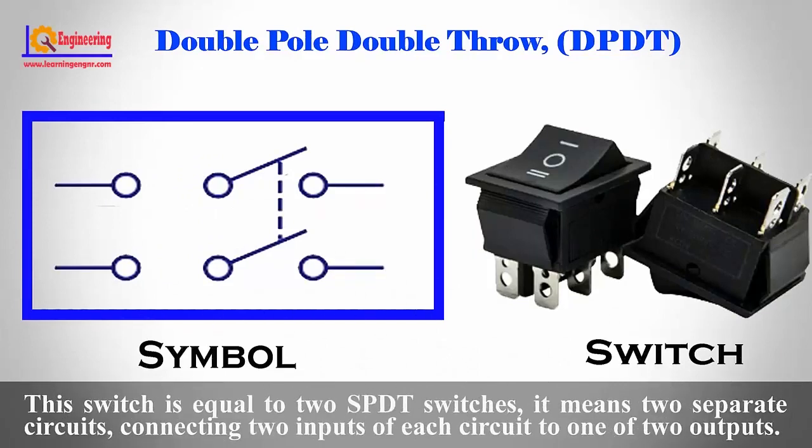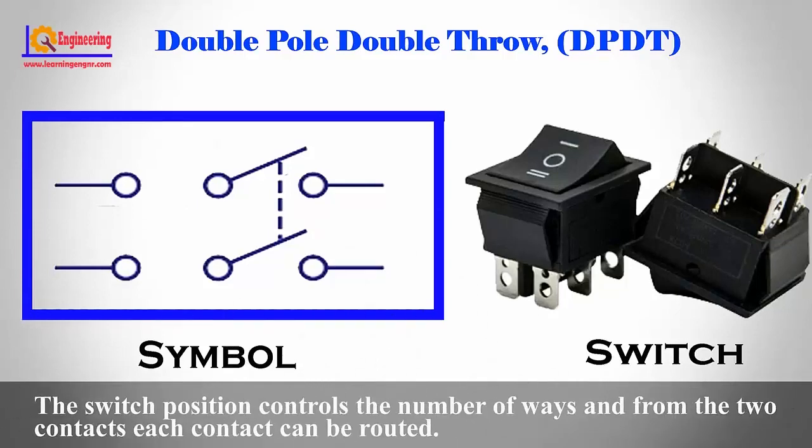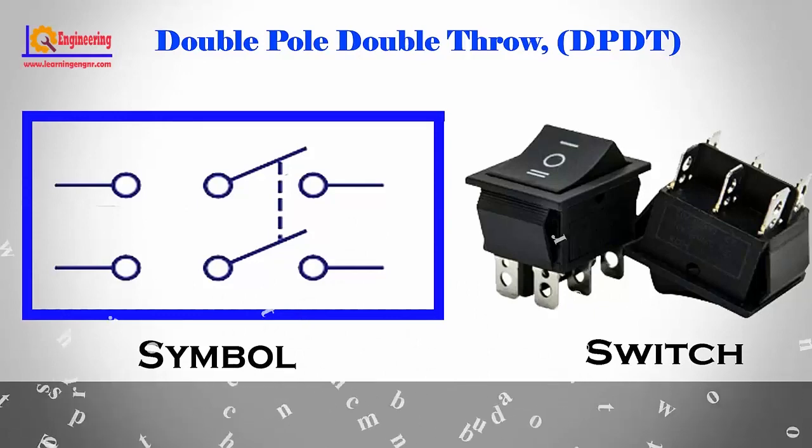DPDT, double pole double throw. This switch is equal to 2 SPDT switches. It means 2 separate circuits. Connecting 2 inputs of each circuit to one of 2 outputs, the switch position controls the number of ways, and from the 2 contacts, each contact can be routed.